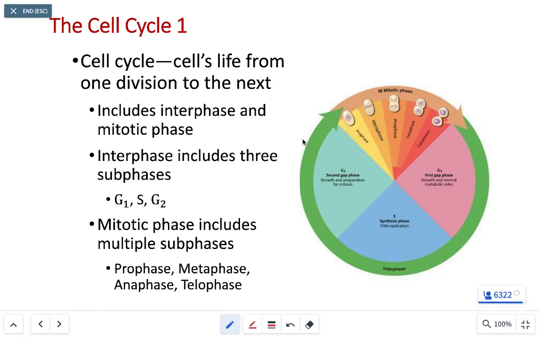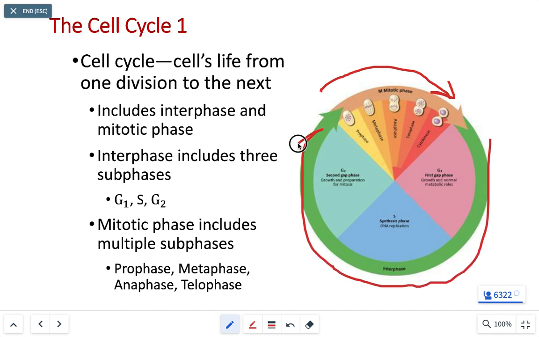So as we look at the cell cycle in lab, we spent a lot of time on mitotic phase. And really, that's where we're going to spend most of our time. But before we get to mitotic phase, we need to spend some time focusing on interphase, which is most of the cell cycle. And during interphase, there's some key things that need to happen. We have G1, S, and then G2.